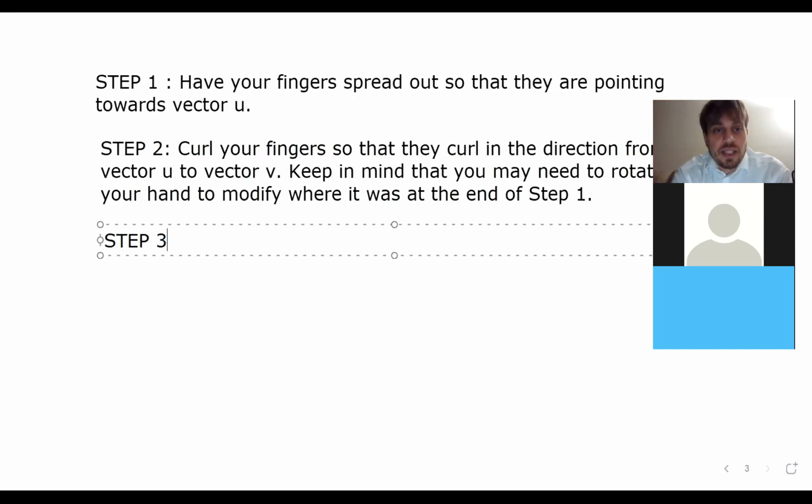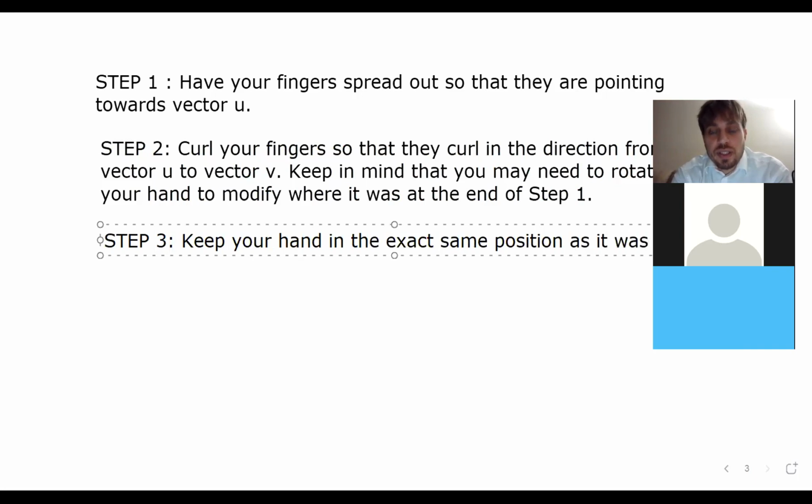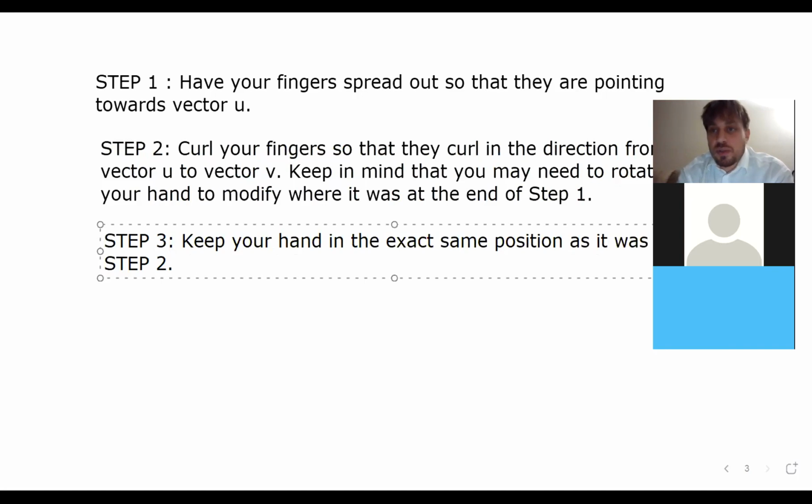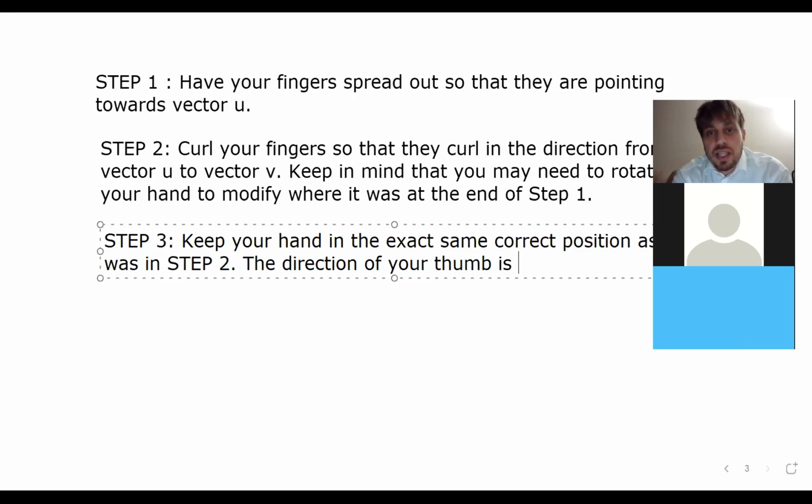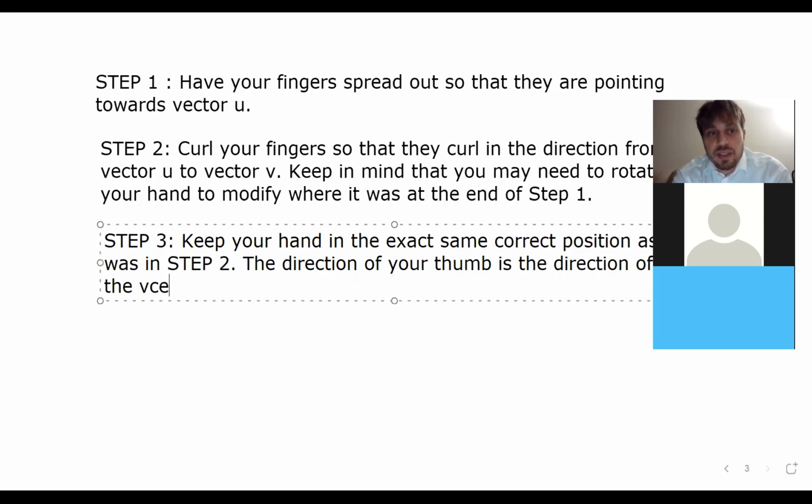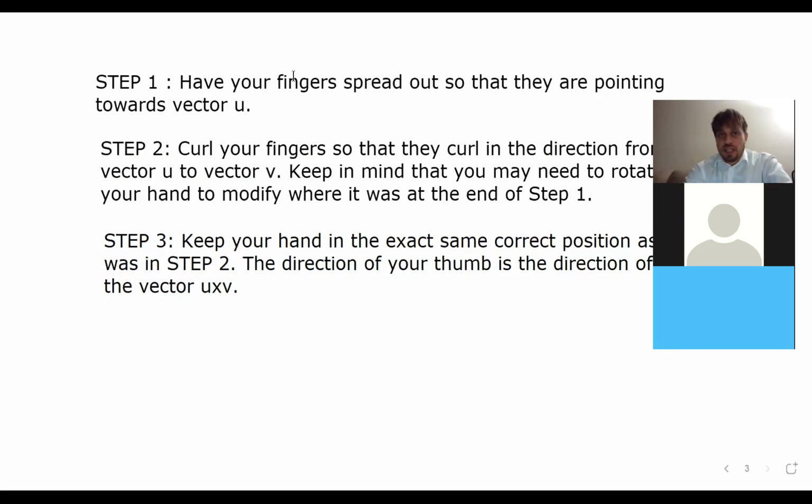Step three is keep your hand in the exact same position as it was in step two. Another mistake people make is that they move their hands when they're done with step two and start thinking about step three. Keep your hand exactly where it was in step two. The direction of your thumb is the direction of the vector U cross V. And now you're done. So those are the three steps to the right hand rule.